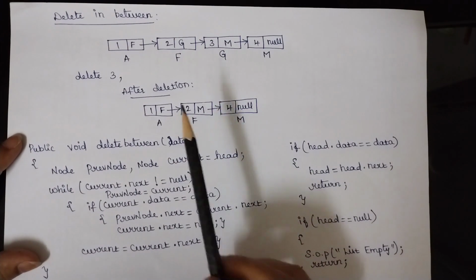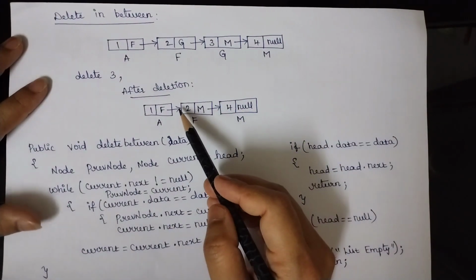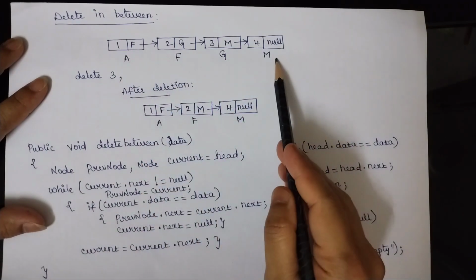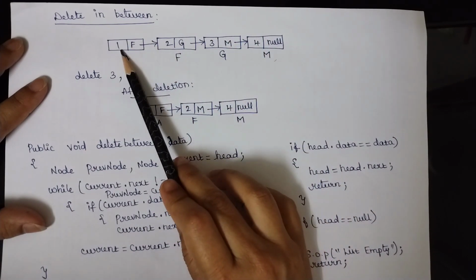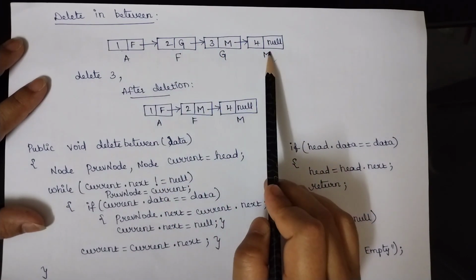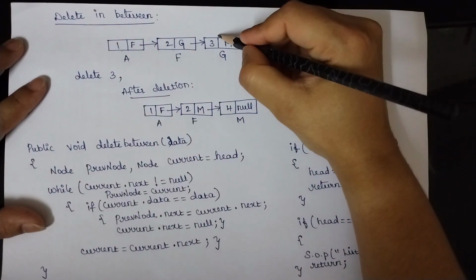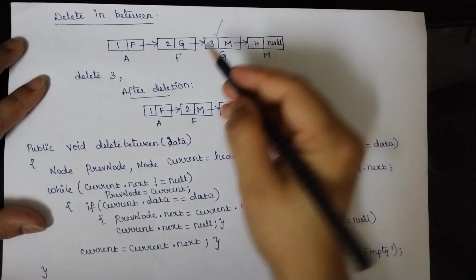Now we'll see deletion in between. How do we perform deletion in between? Here the deletion is happening based on the data value. In this example, this is the list which contains 4 nodes: the first node having data value 1, then 2, then 3, and then 4. If I want to delete a node in between, for example this node having data value 3, how do I delete this node?